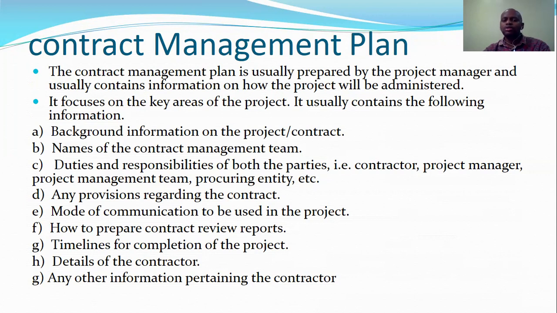Number one is the background information of the project or the contract. So it basically gives a view or a preview of the whole project information. It also has the names of the contract management team. So you must be able to come up with a team that is going to form part of the contract. So it must always be included.